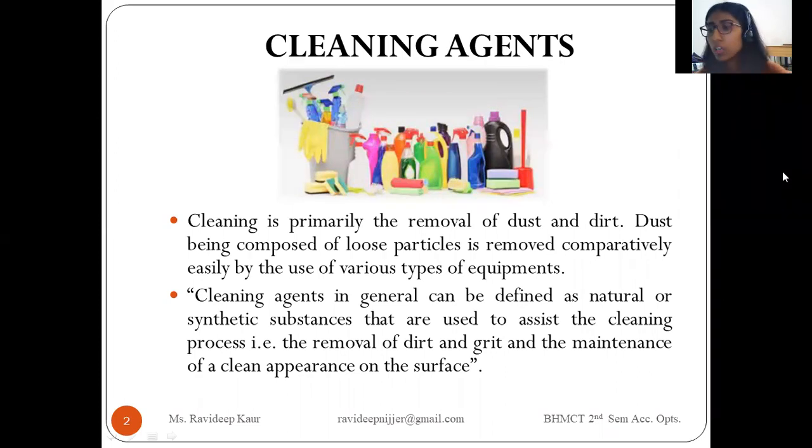So these two, natural and synthetic substances, help us in cleaning processes. For example, the removal of dirt and grit and the maintenance of a clean appearance on the surface. So these cleaning agents help in our cleaning process, and these substances help us in removing dirt and grit, and in maintaining the things which we want to appear neat and clean.